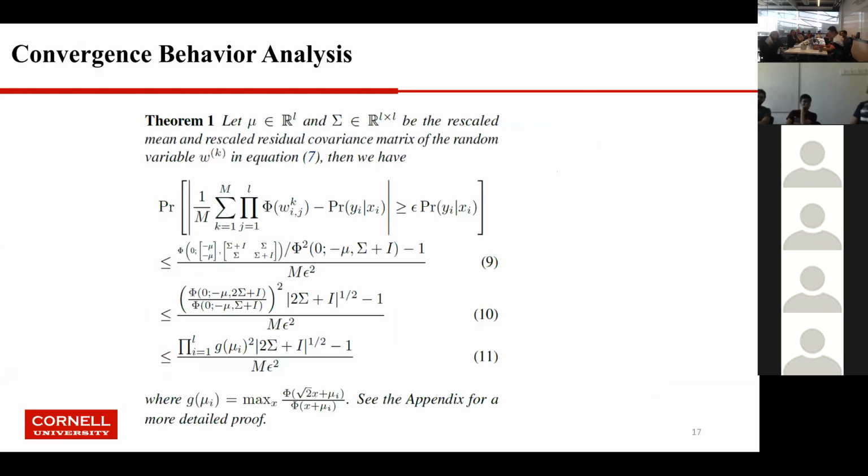People may be interested in the convergence behavior of our sampling process, so we did some theoretical analysis in terms of the convergence rate. Here, the mu and sigma are rescaled, so we can assume the independent part of A is actually an identity matrix. And by computing the probability that the estimated value is close to the real value within a relative error epsilon, we can derive equation 11.